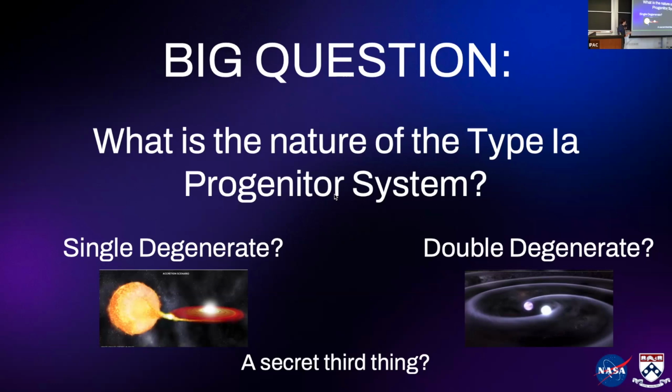Two big ones are the single degenerate and the double degenerate scenarios. In the single degenerate scenario, the white dwarf accretes mass off of a companion star until it gets pushed over the Chandrasekhar mass. And in the second scenario, the double degenerate scenario, two white dwarfs get smashed together, and by the sum of their mass, they get pushed over 1.4 solar masses. There are, of course, a bajillion other theories about what it could be, but for today, we're just going to focus on these two main theories.